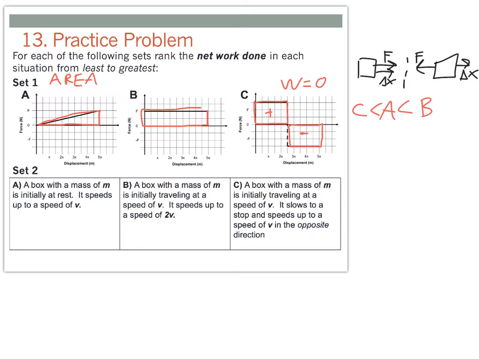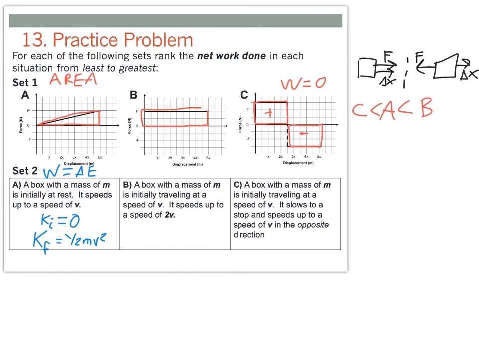For the second one, we're given a few different situations, and so what I would think about here is work is the change in energy, and so let's think about how our energy changes. So for the first one, we start out at rest, so that's a kinetic energy there of 0, and we speed up to some speed here, v, so that's going to be a kinetic energy of 1/2 mv squared.